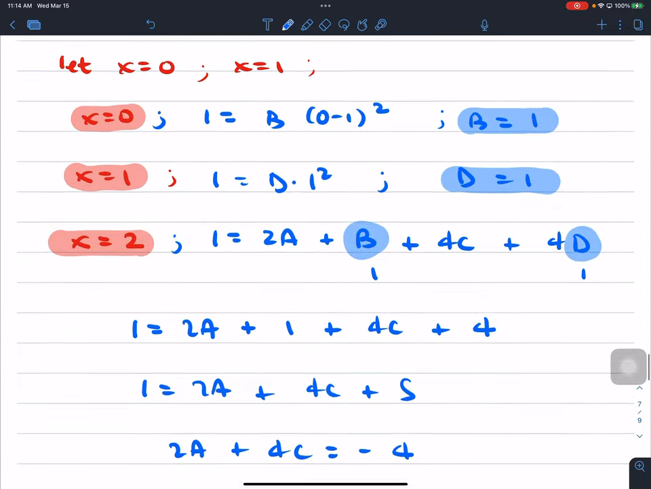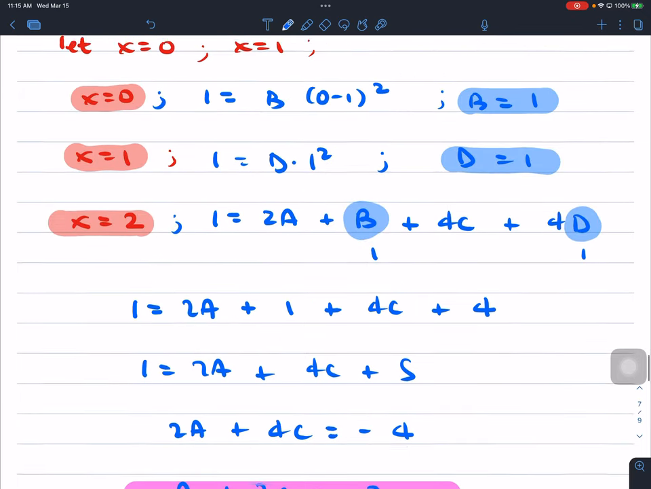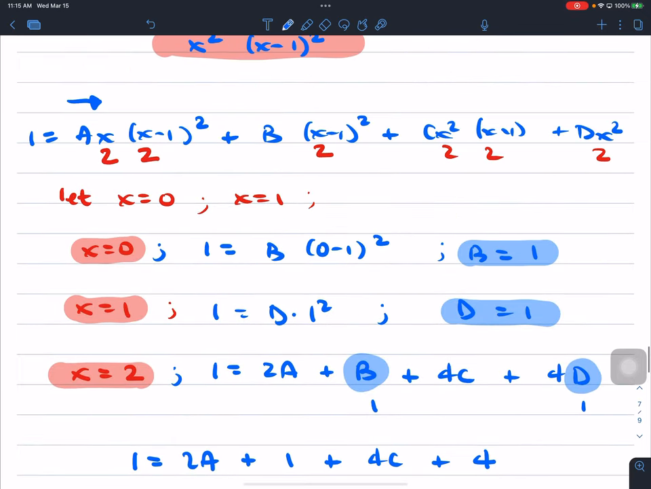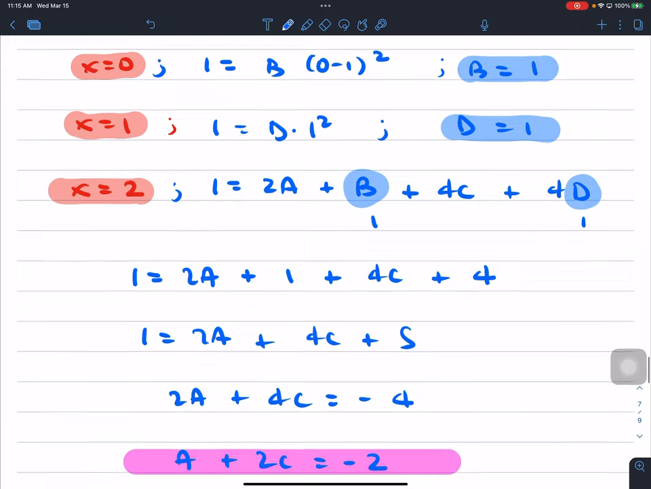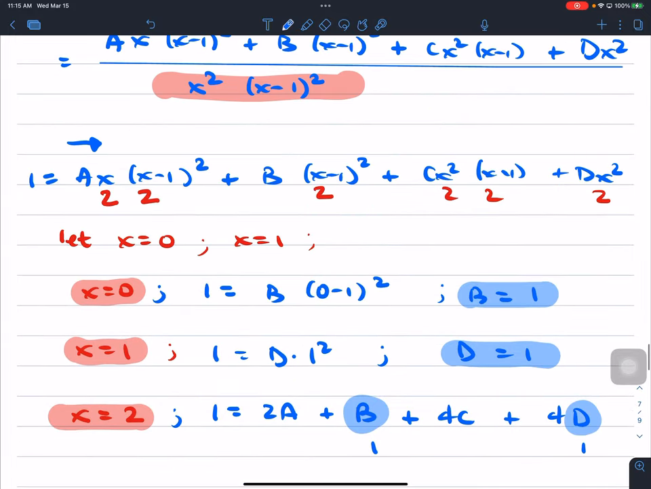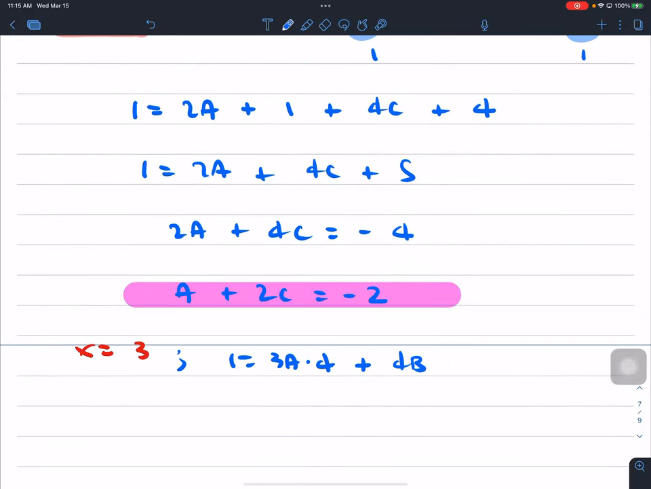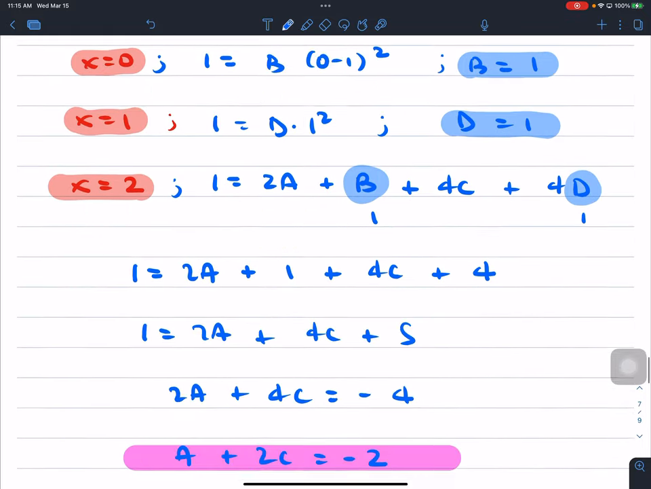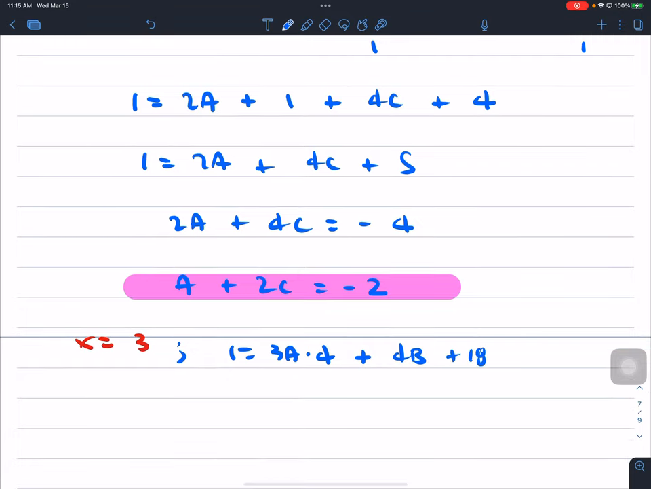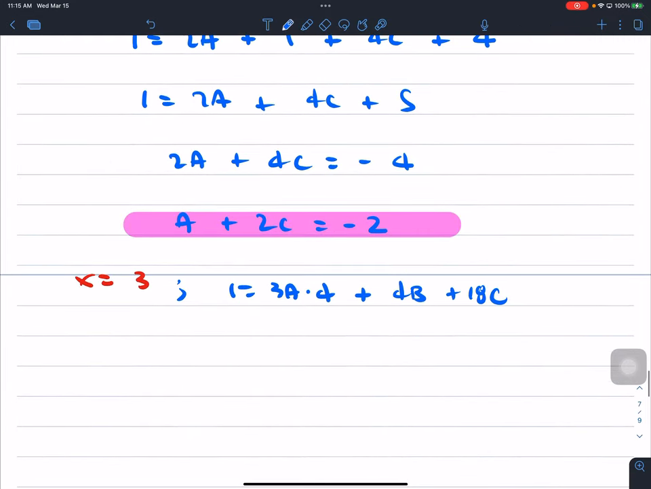If x is 3 now, I get 1 is 3a, x is 3. 3 minus 1 is 2, 2 squared is 4. Okay, x is what again? 3. 3 minus 1, isn't that 2? 2 squared is 4. X is 3. 9, what's 9 times 2? Is that 18? Oh man, plus 18c. Okay. X is 3. Double check I don't make a mistake. And then 4 times 3 is 12. This would be 12a.